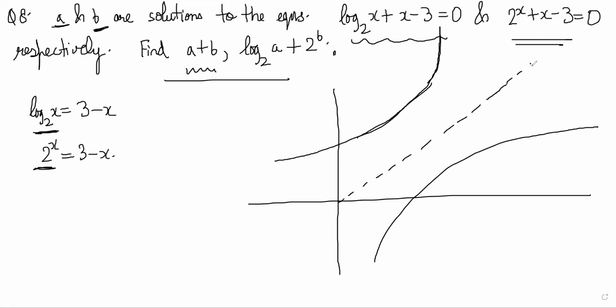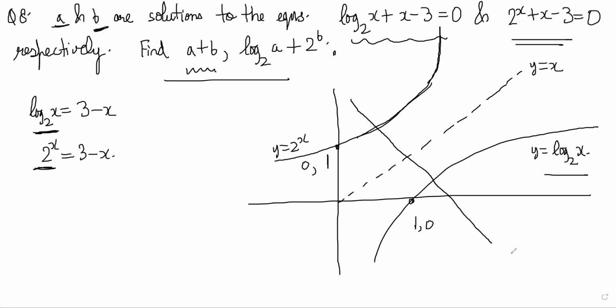This line is y is equal to x. This graph is y is equal to 2 power x. From here 1, and this is also 1. This is 1 comma 0, this is 0 comma 1, right? And this graph is y is equal to log base 2x, right? And if I also draw the graph of 3 minus x, you will realize that y is equal to 3 minus x is a straight line graph, and that straight line is perpendicular to the y is equal to x line, right? These two lines are perpendicular.